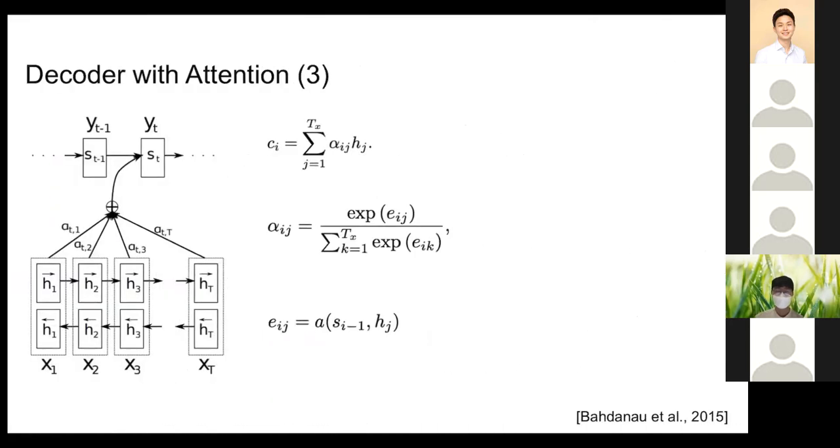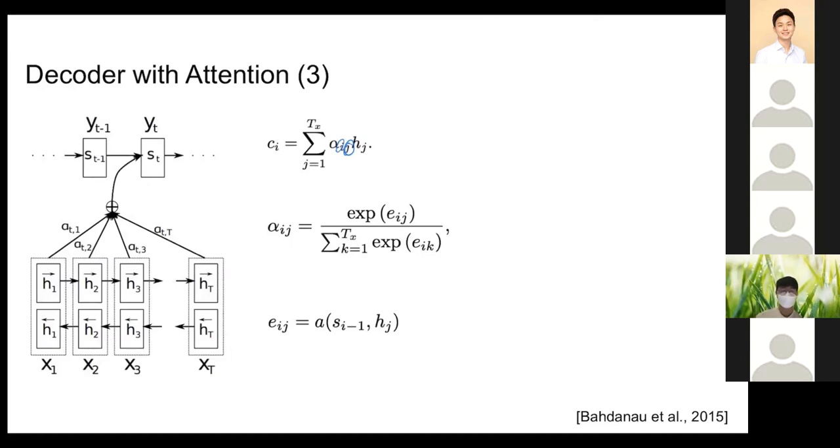So more concretely, we're going to use i for the decoder time step. Actually, it's quite confusing. This is coming from the original paper, but you will see that they use different notations throughout. But j is for the encoder side.